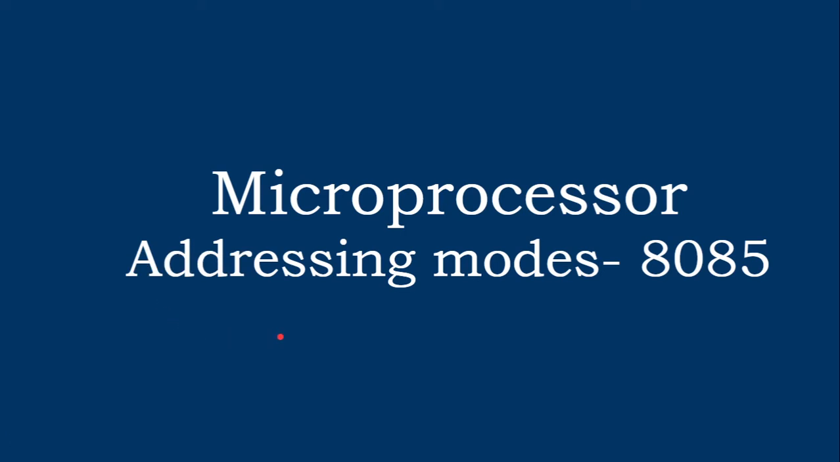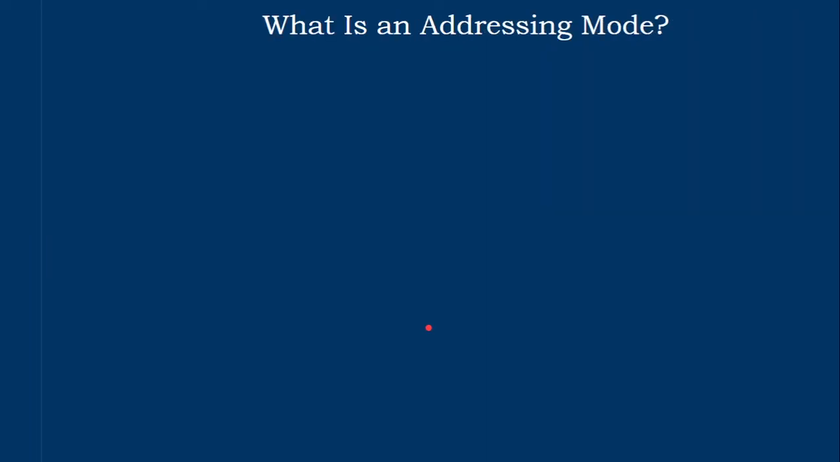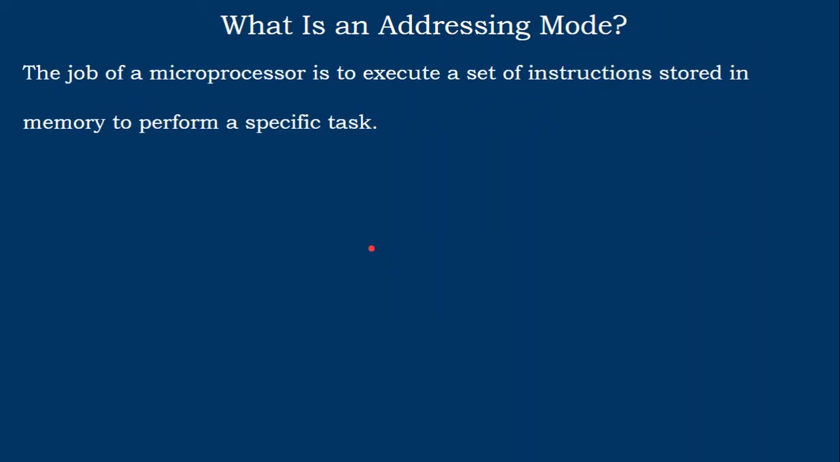Hello everyone, in this video we are going to see the addressing modes of microprocessor 8085. What is an addressing mode? An addressing mode helps to specify by which mode the data is specified.